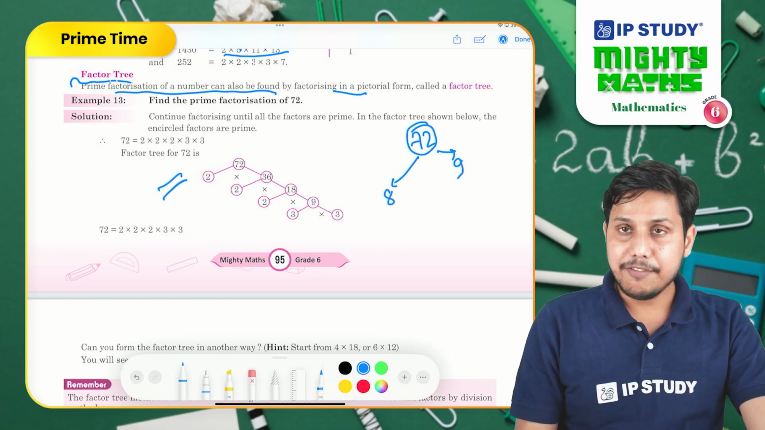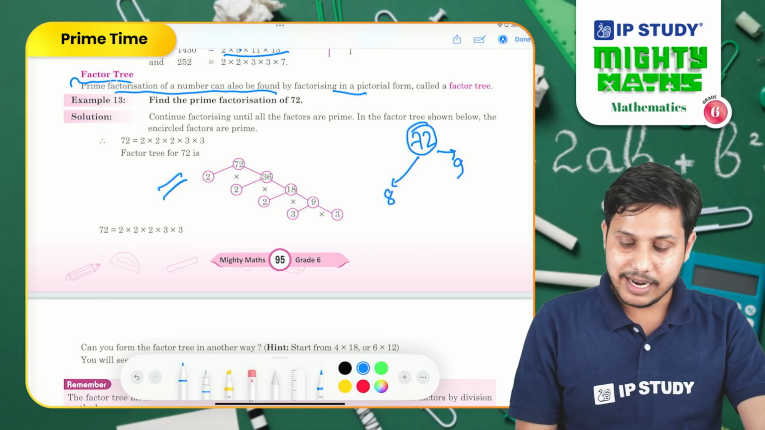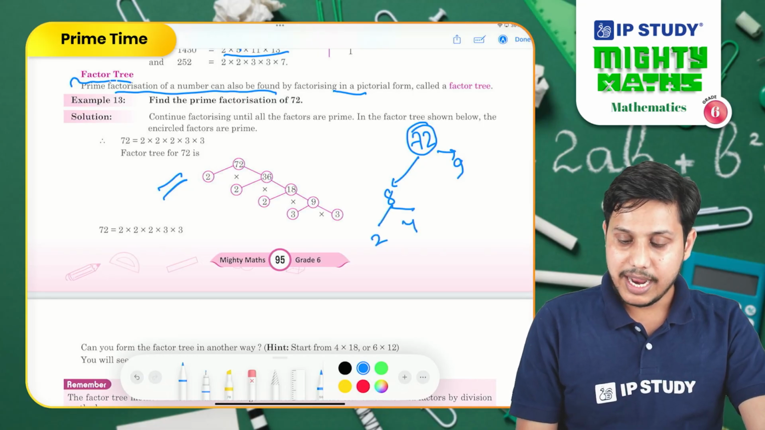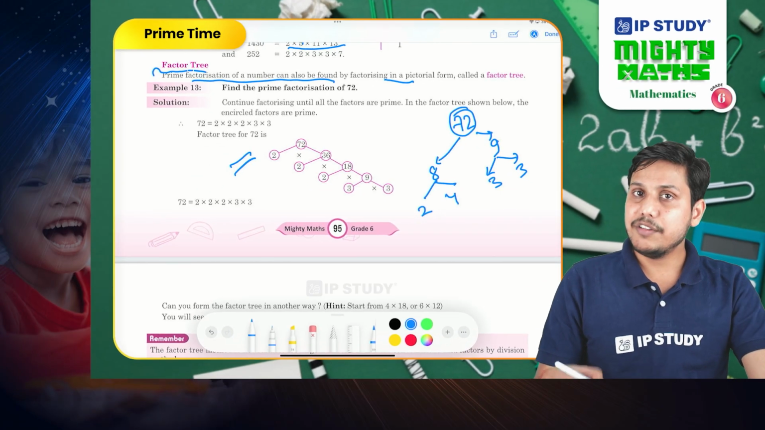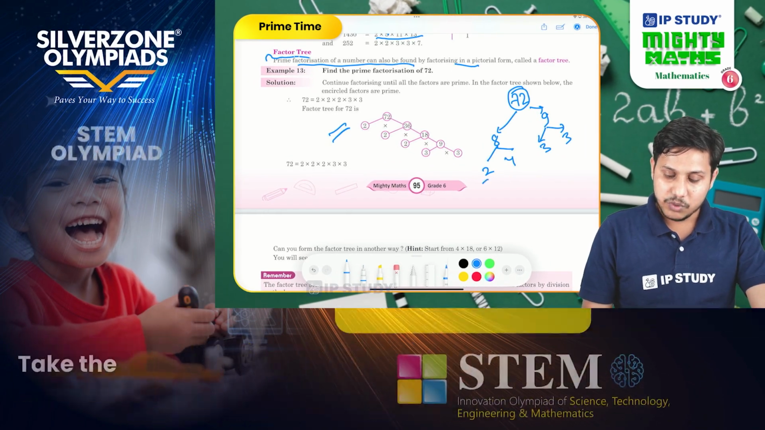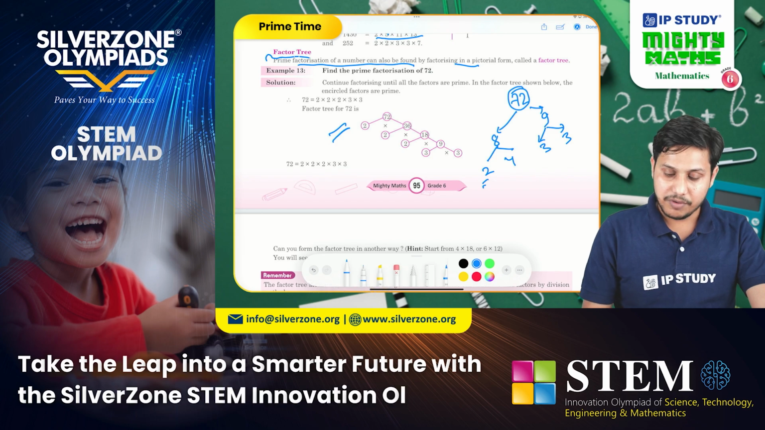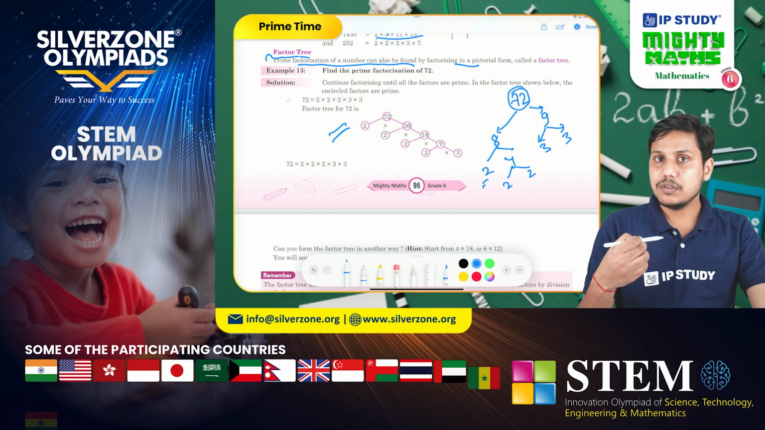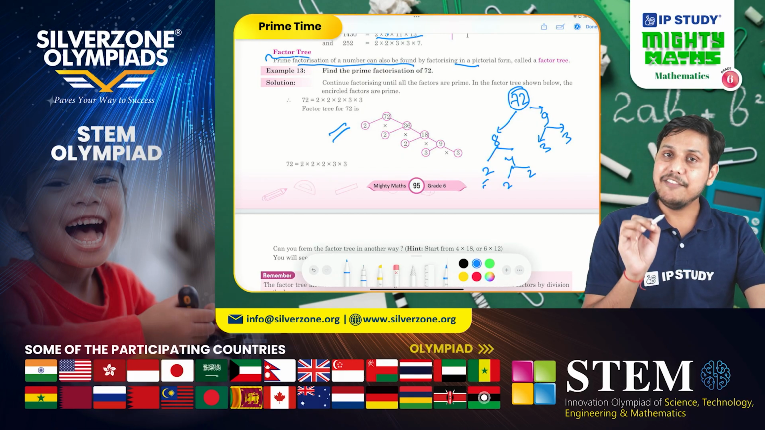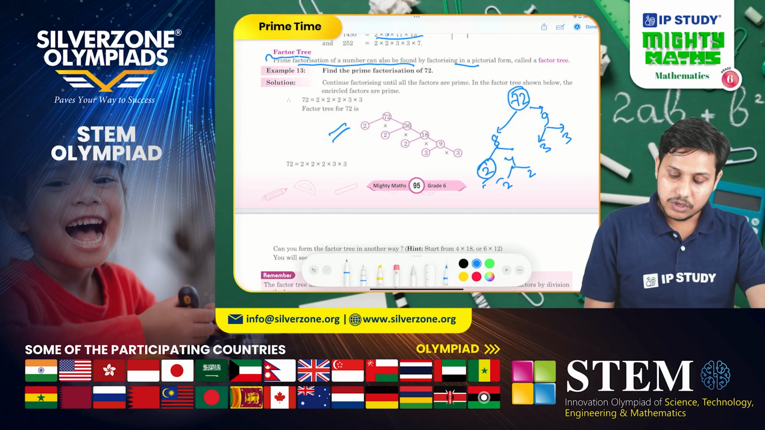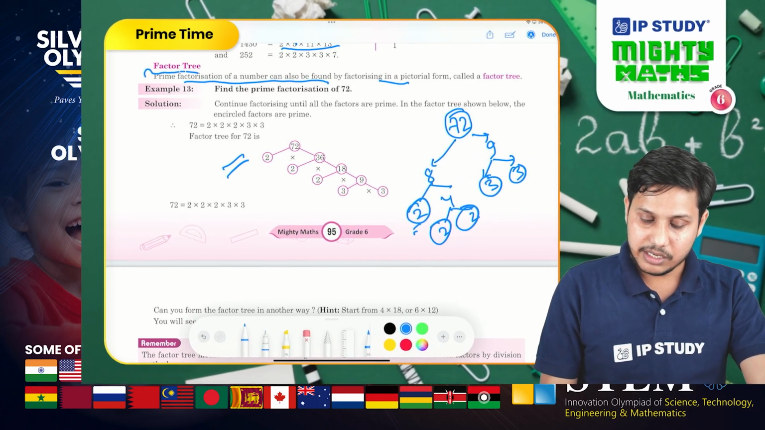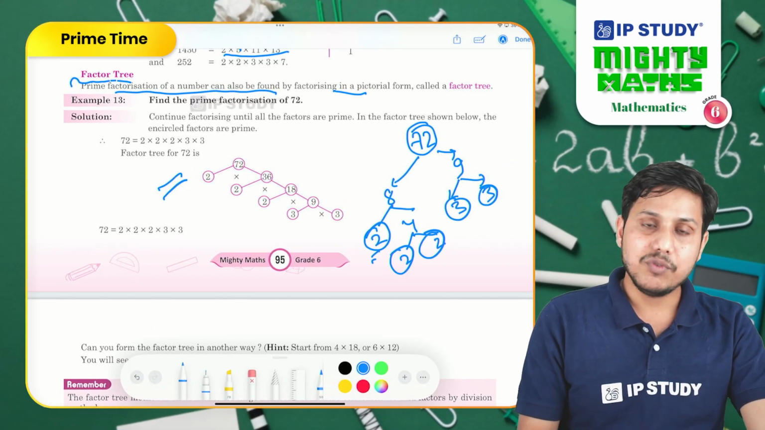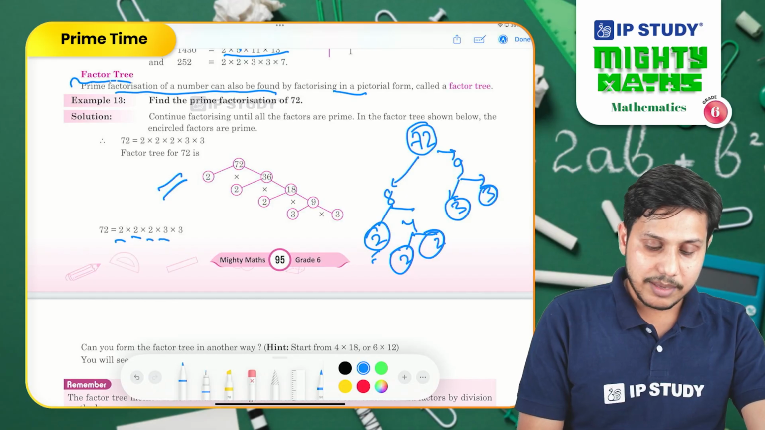So 8 can further be factorized as 2 and 4, and 9 can be factorized as 3 and 3. We cannot factorize 3 further, so we'll stop over there, and 2 also cannot be factorized, so we will just factorize 4 as 2 multiplied by 2. So here we'll just count out the prime numbers only. So we have 2, 2, 2, 3, 3. So prime factorization of 72 will be 2 times 2 times 2 times 3 times 3.